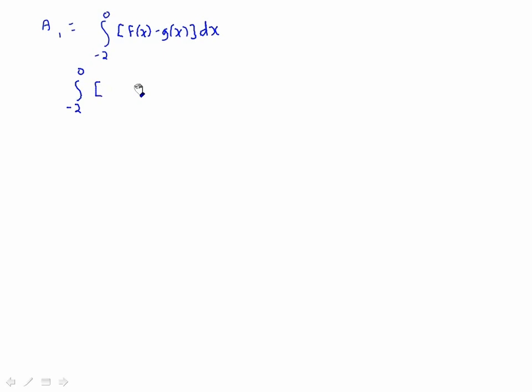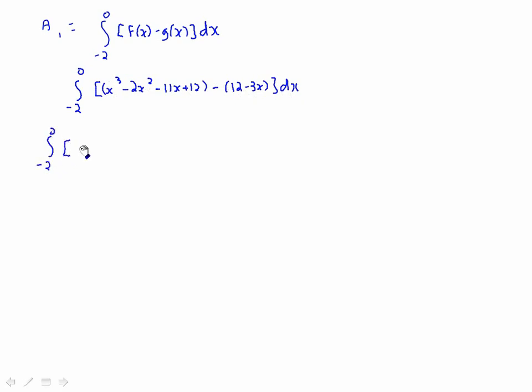Your f function is x cubed minus 2x squared minus 11x plus 12. And this one is going to be minus 12 minus 3x dx. Negative 2, 0. Do all the work on it.